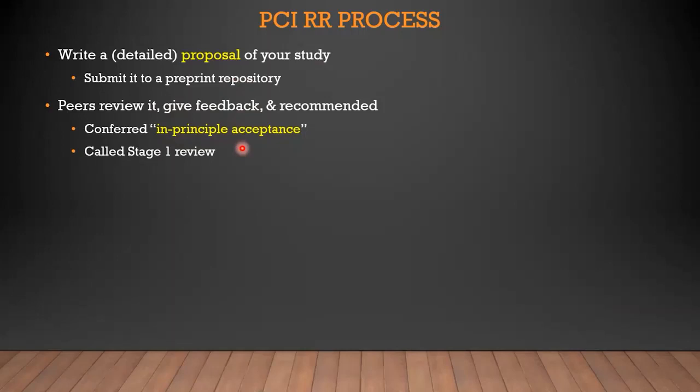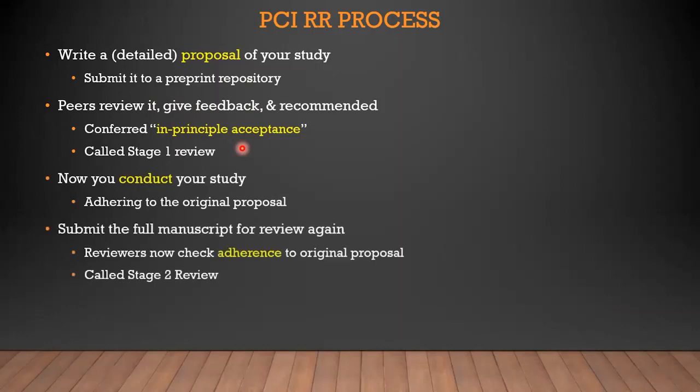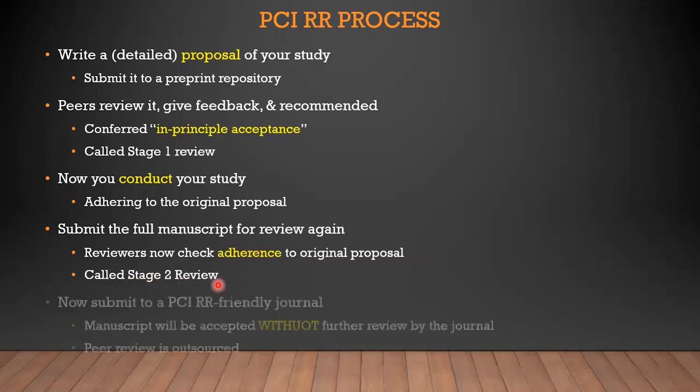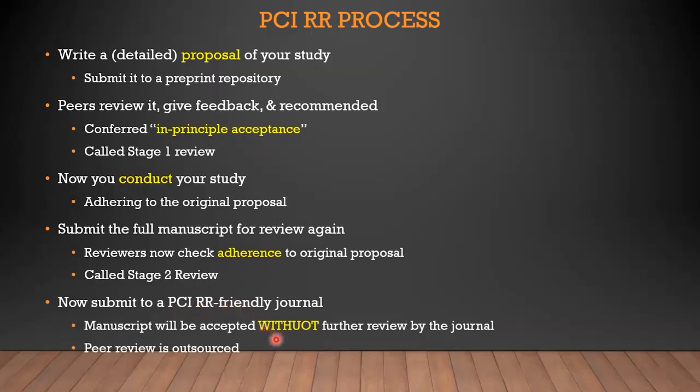Okay. Maybe they say there is something wrong in your design, in your sample size, in your instrument, or whatever. Then you conduct your study while adhering to that proposal, and then you submit the full paper to that service again, PCI-RR. And tell them, look, you accepted my original proposal, and this is my manuscript adhering to that proposal. And then they do stage 2 review to make sure that you adhere to that proposal. Then they give you an acceptance, and then you can take your paper with the acceptance to a PCI-RR friendly journal, and they will accept it without further review.